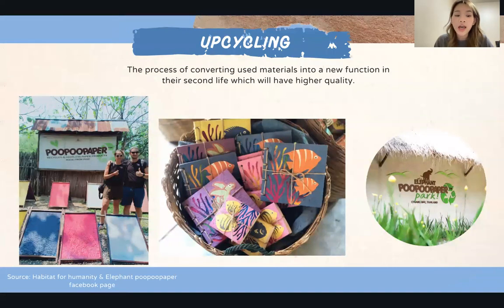Next, entrepreneurs see the opportunity from eliminating the plastic by coming up with a sustainable business idea like upcycling, downcycling, and recycling. Upcycling means the process of converting used materials into a new function in their second life, which will have higher quality. Here is an example. Upcycling elephant poop near Chiang Mai, Thailand. Elephant poops are mixed with paper mache and upcycled to create greeting cards and notebooks, while downcycling converts material into something that has lower value.